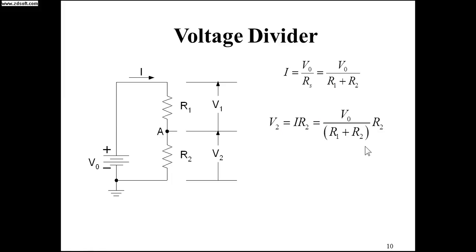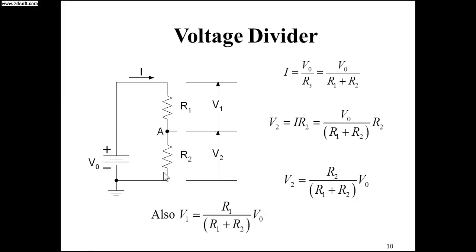resistance R1 plus R2. Similarly, we can write V1 is equal to the total voltage V0 into the corresponding resistance R1 divided by the equivalent resistance R1 plus R2.